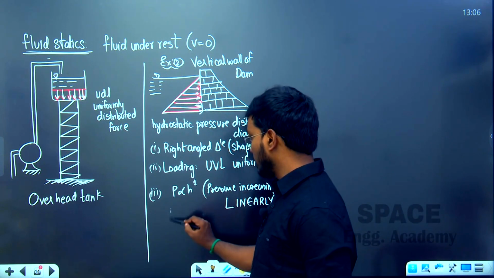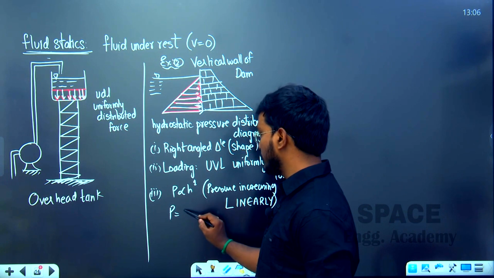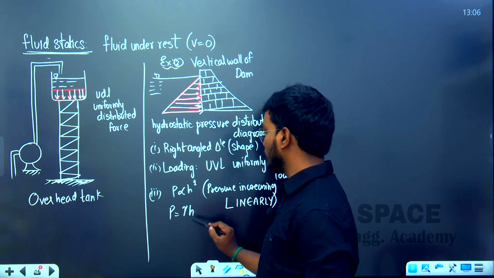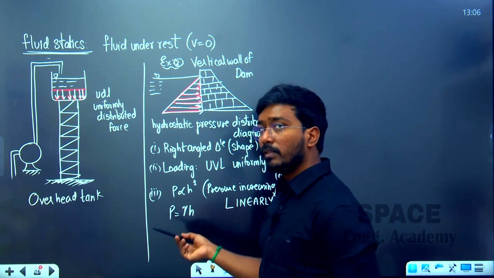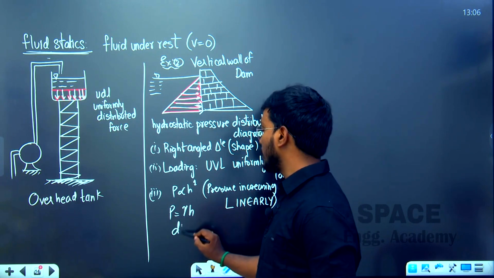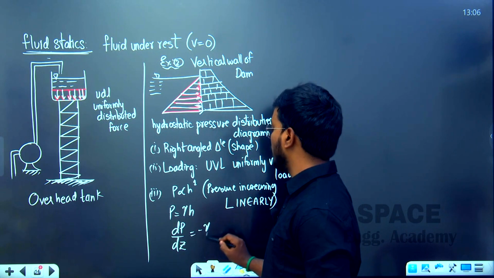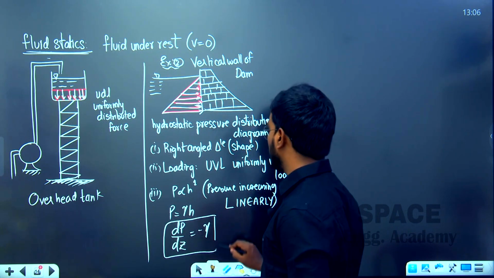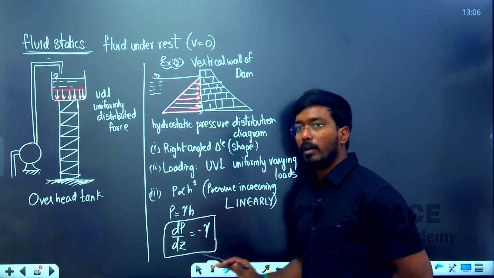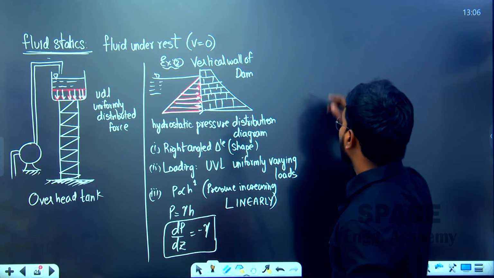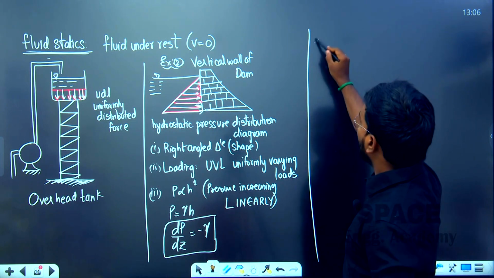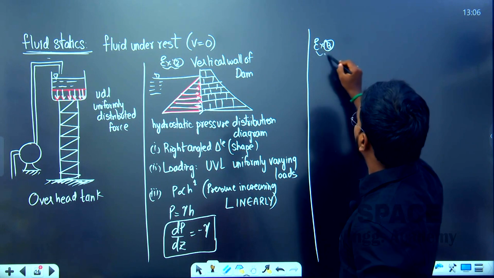Formula. Okay, the formula is pressure is equal to specific weight, this is gamma, times h. Pressure changes with the change in the height. Then hydrostatic law, that is dP by dz is equal to minus gamma. This formula's derivation we will see in the statics concept. Okay, for now this is only introduction. Example number 3. Example number 3 is floating bodies.